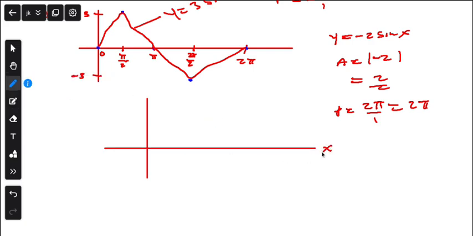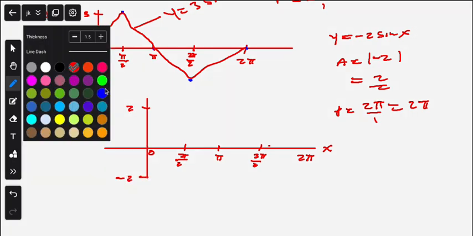So we have x here. So this is 2 pi. This is going to be 3 pi divided by 2, which is 270. Then this is 180, which is pi, and this is pi divided by 2, which is 90, and this is y. Now according to the amplitude, we have the maximum, which is +2, the minimum, which is -2. So let's plot the graph.